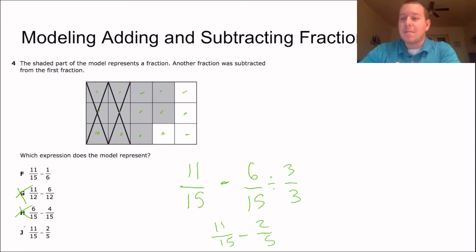And it makes sense because this is crossing out 2 of my 5 columns. So 2 out of the 5 columns are crossed out. So that's equivalent to 6/15. Okay, so that's an example of a subtracting problem. Let's take a look at an adding problem.